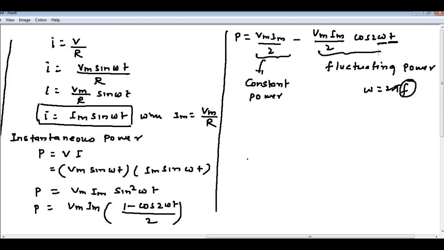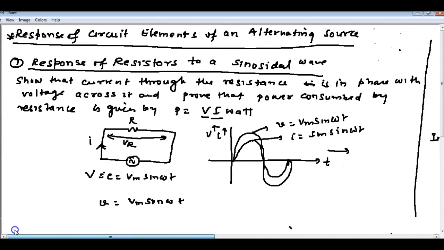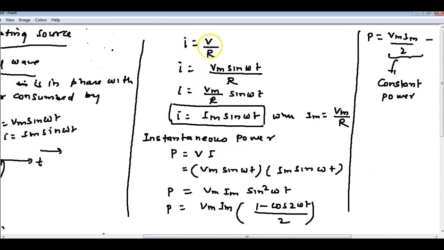So this was the derivation for the pure resistance. Once again, a quick revision. The derivation is important: show that the current through the resistance is in phase with the voltage across it, and prove the power consumed. We assume a pure resistance is connected in the circuit, and the supply voltage is Vm sine of omega t. So I is equal to V by R, and Vm by R is Im, so this current will also be a sine waveform.